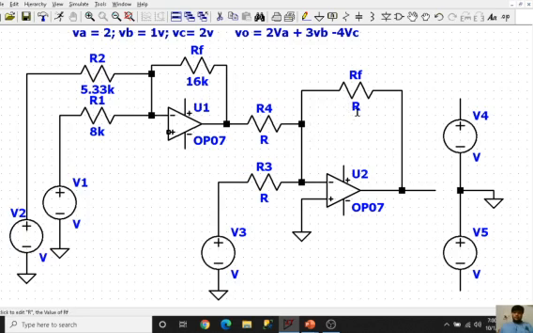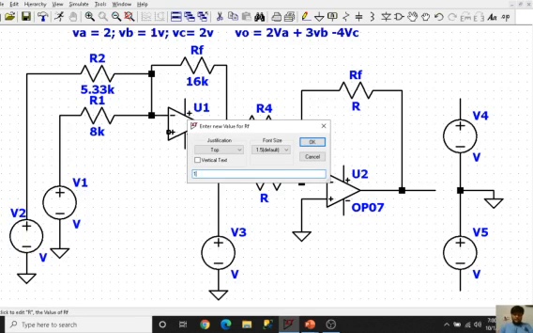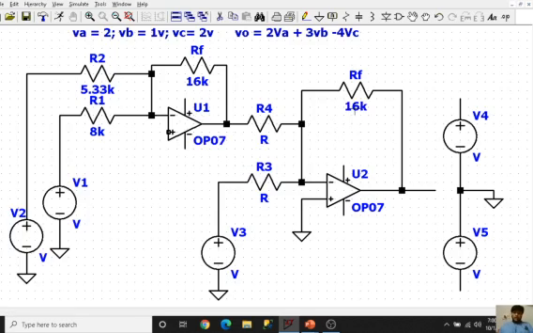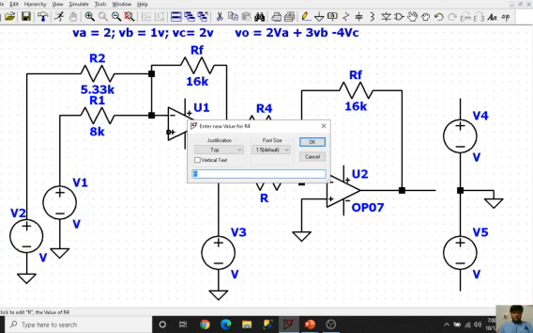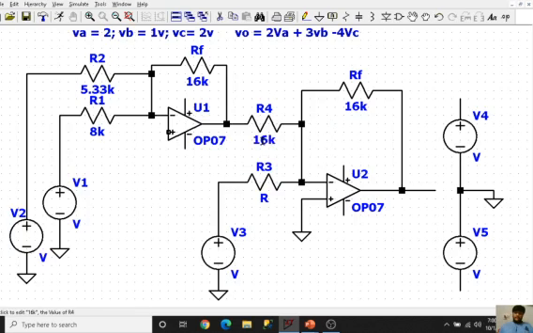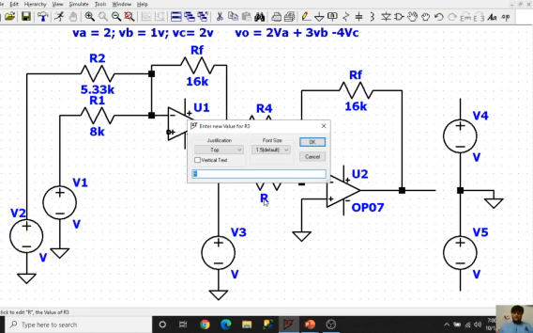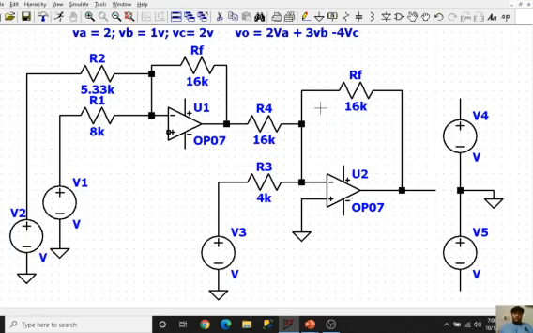Now what I have to do over here is, this will be my 16k, but RF and R4, we should always make sure that the ratio is unity, which is equal to 1. So I will write over here 16k. Okay, and what will be my R3? It will be 16 divided by 4, which is 4k.